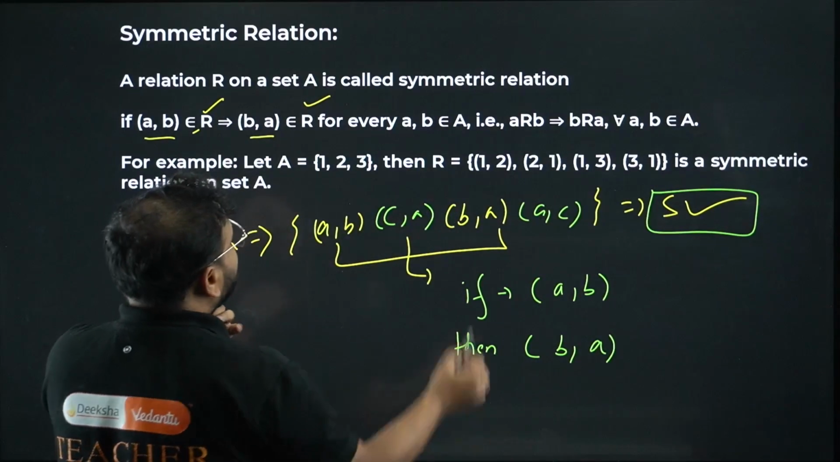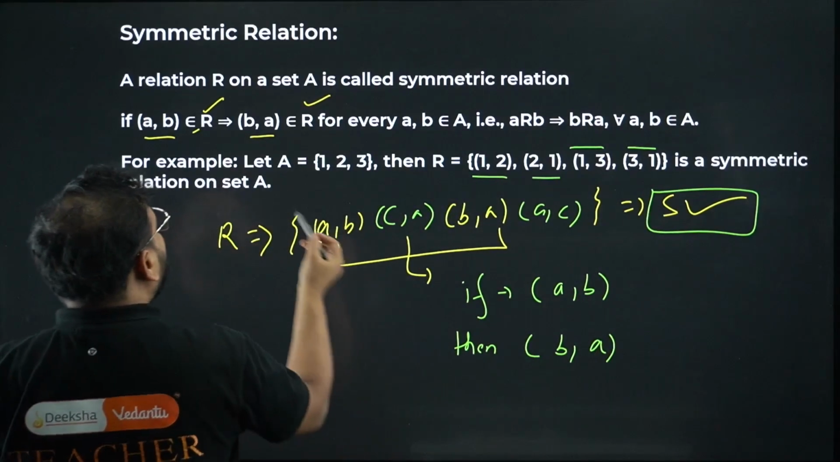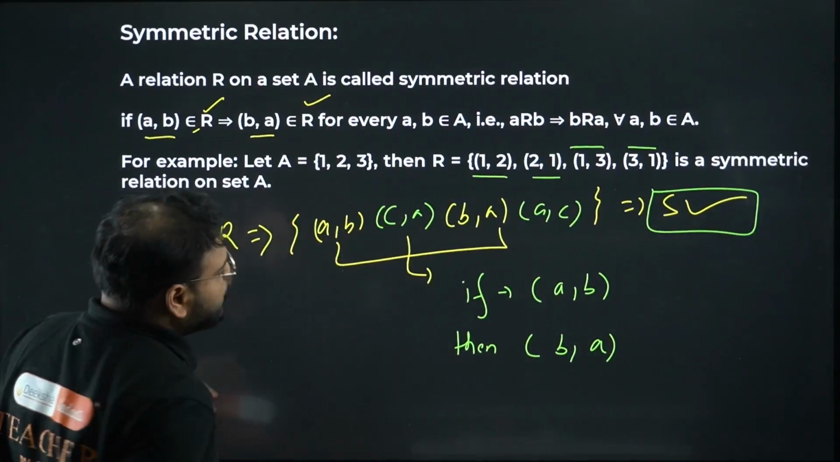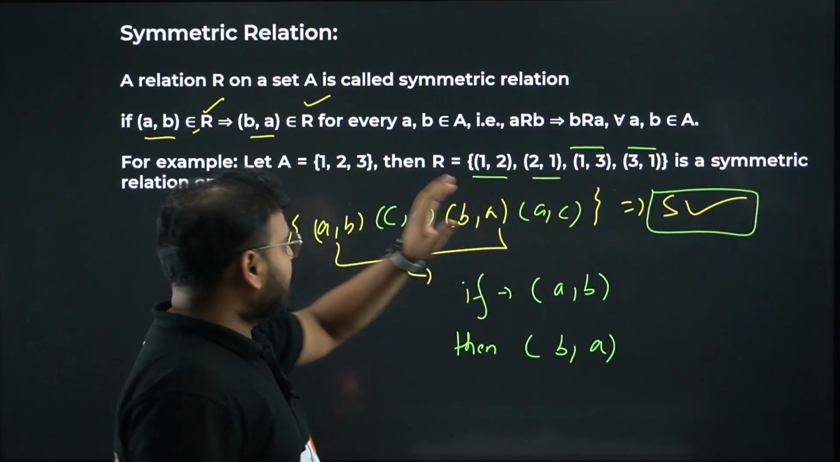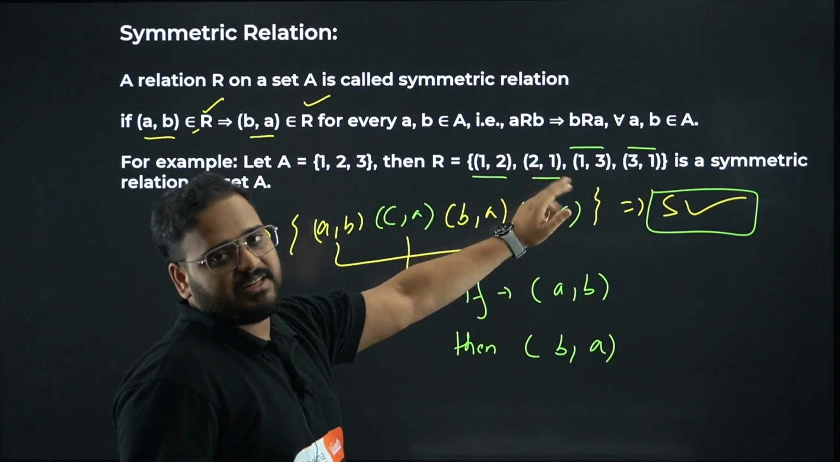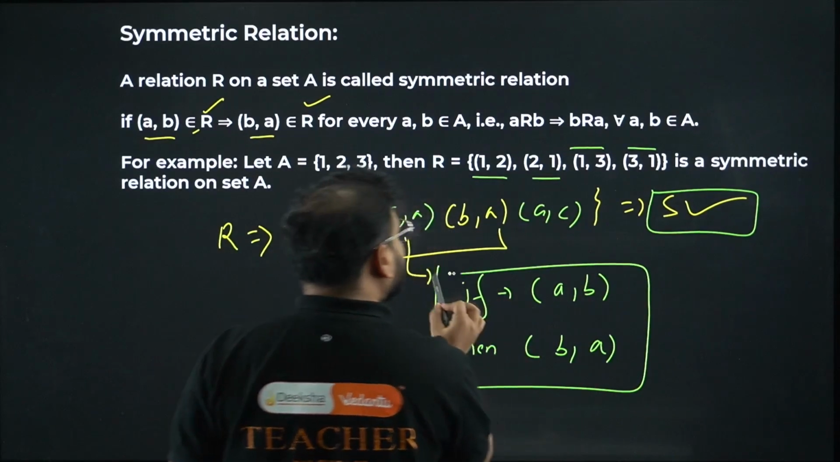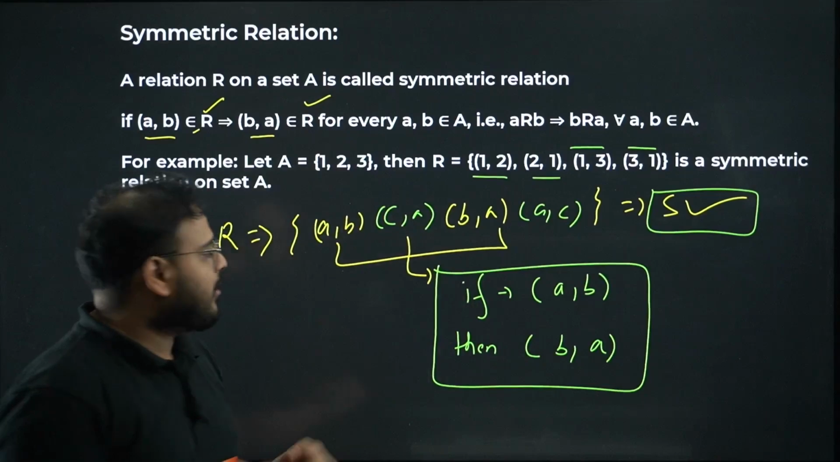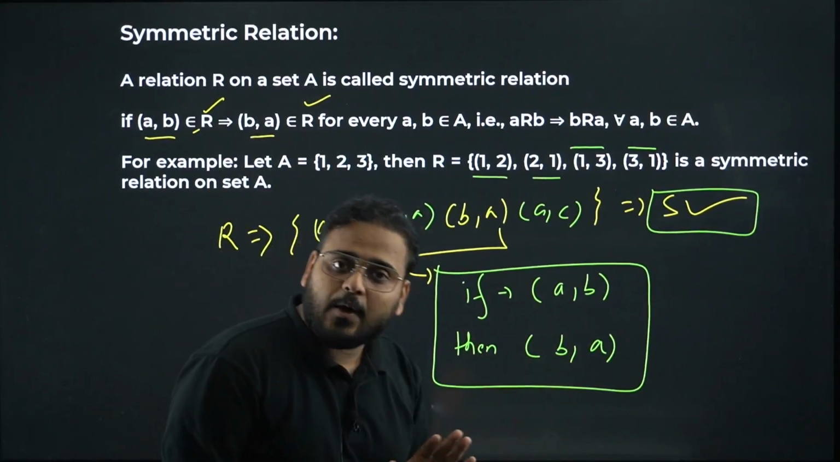Please check. I have over here, if 1 2 is there, then 2 1 is there; 1 3, then 3 1 is there. Even though I don't have the case of 2 3 or 3 2, that's okay. If the first one AB is there, then BA is there. That's all we need. If you remember this much, that's good enough to solve any question on symmetric relation. Don't worry about what else is not there. Just worry that if this is there, this should be there. I hope this is clear.